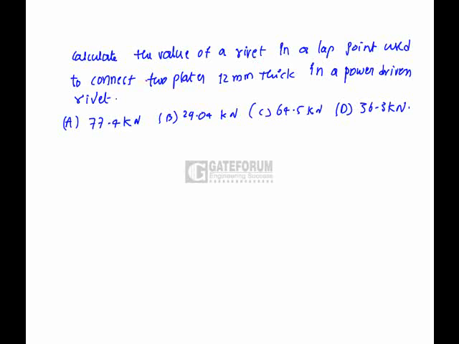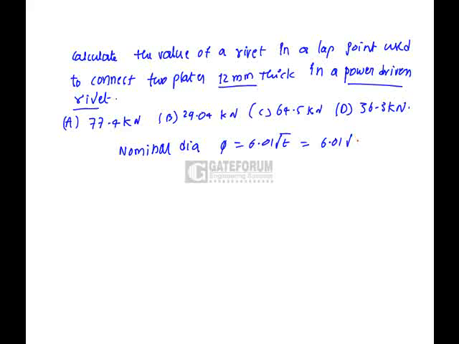In a lap joint used to connect two plates of 12 mm thickness with power driven rivets, we have to calculate the rivet value. So we know that by using Unwin's formula, nominal diameter phi is equal to 6.01 root t, where t is the thickness, 6.01 root 12, that is equal to 20.8, approximately 20 mm.